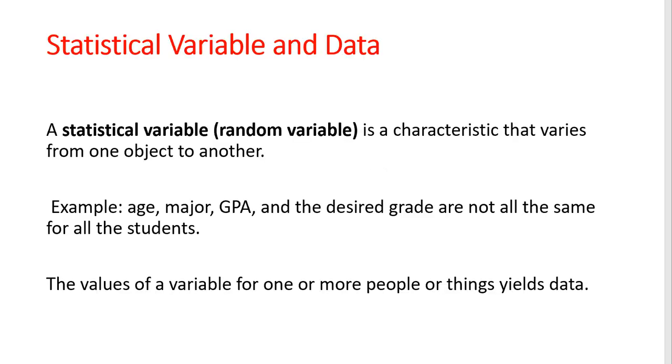Not all the data are the same. Next, we will discuss the different ways to classify our data. A statistical variable is a characteristic that varies from one object to another. For example, age, major, GPA, and the desired grade are not all the same for all the students. Therefore, each one of them is a statistical variable. The values of a variable for one or more people or things yields data.